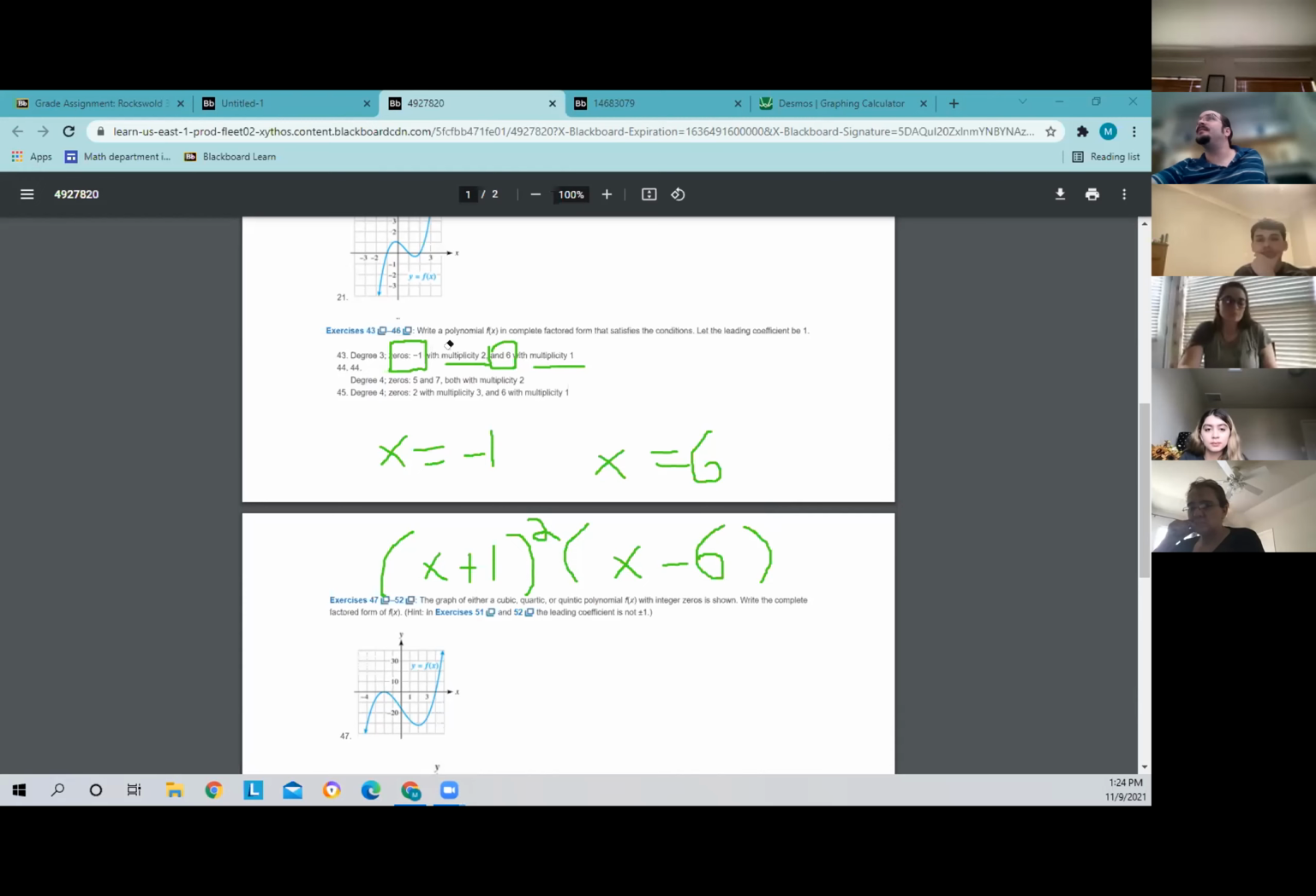And then the other thing is the leading coefficient is 1. So they give that to us in the problem itself. So if you want to put a 1 out here, that's fine. If you don't want to put a 1 out there, I'm probably not going to put a 1 out there. But the leading coefficient is 1. And I want to write my function out. This is my f of x function.